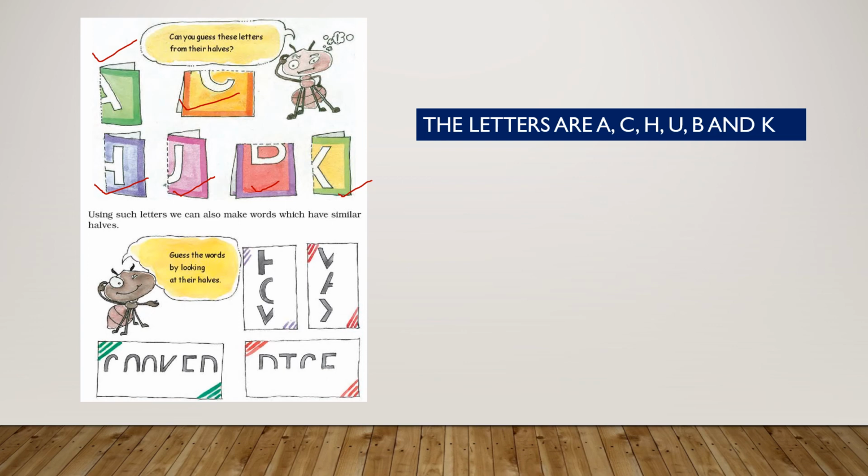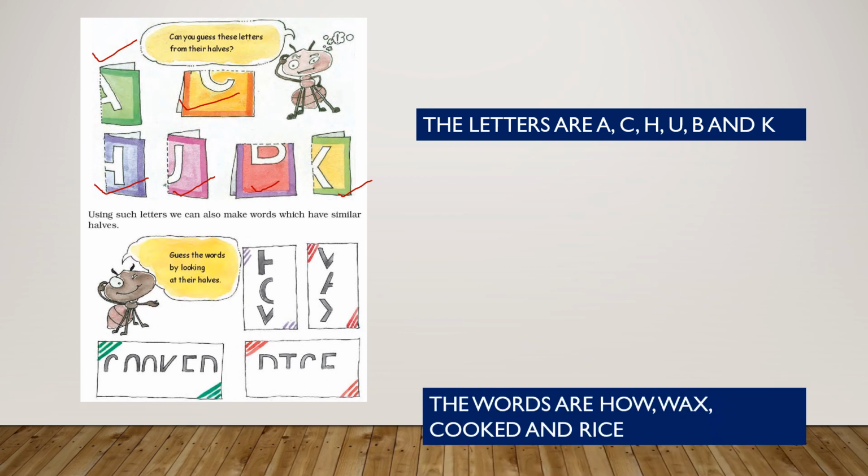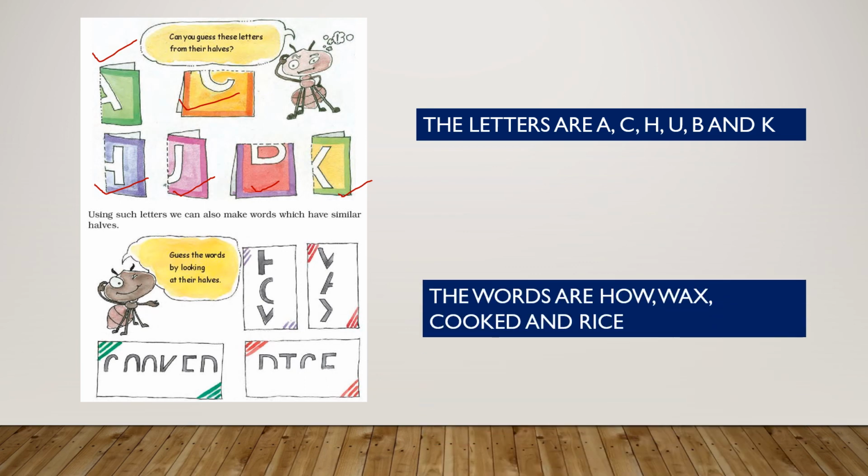Now the mosquito has another problem for us. He asks us to guess what words are formed from these halves of different letters. We have understood mirror images and we can help him out, right? Let us see. So here the words are how, wax, cooked, and rice.